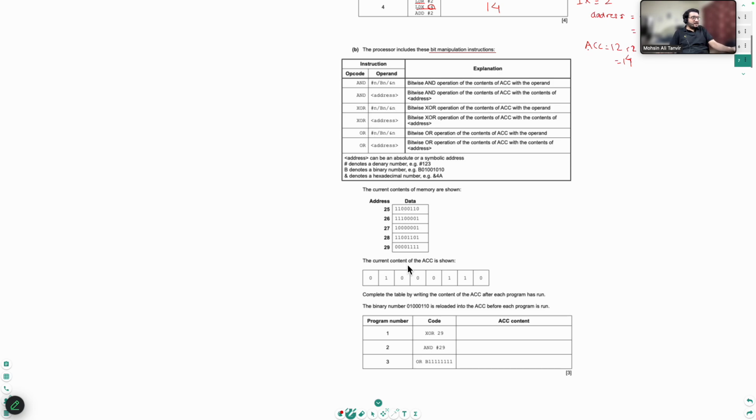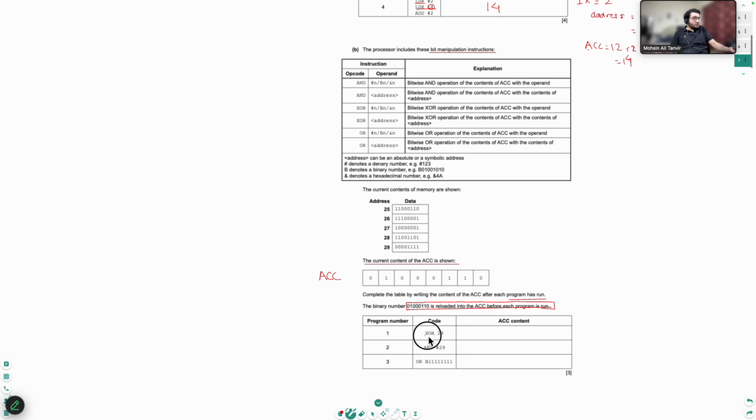And it says the contents of the accumulator are shown. Complete the table by writing the content of the ACC after each program has run. The binary number is reloaded before each program is run. Now very important, sometimes you do struggle, and that's what I keep on saying, please make sure you read the question properly. It says 0110 is reloaded, which means every time I'll start with this and implement each one of the programs from the beginning. It's not like I'm going to continue from the answer that I got for the previous step.